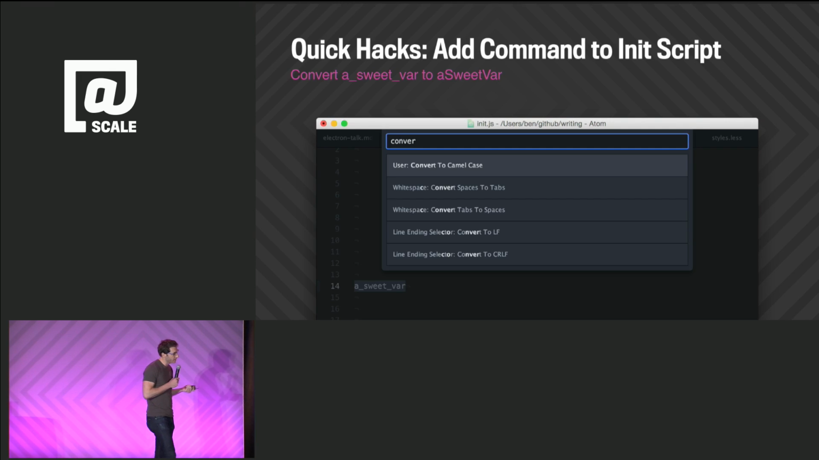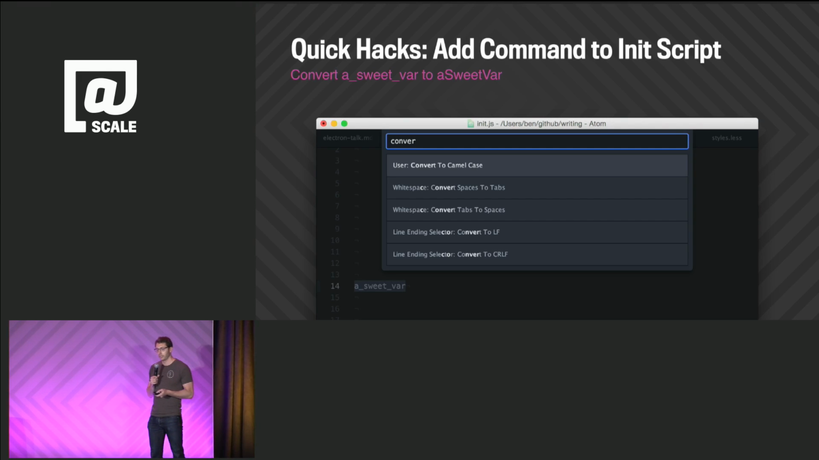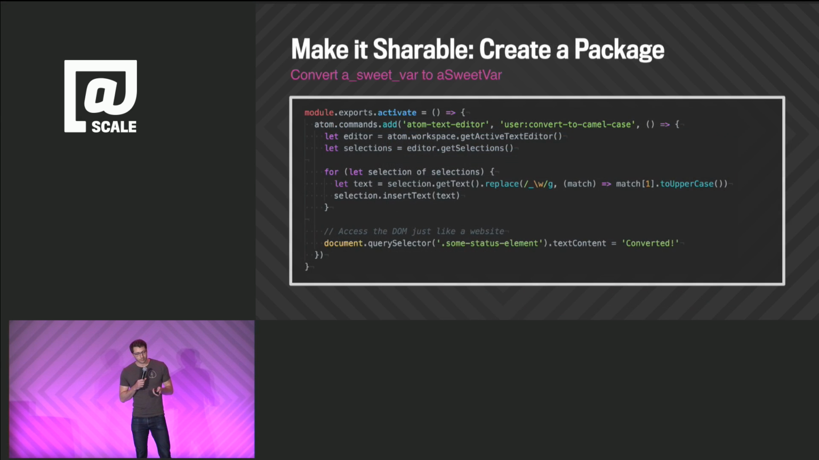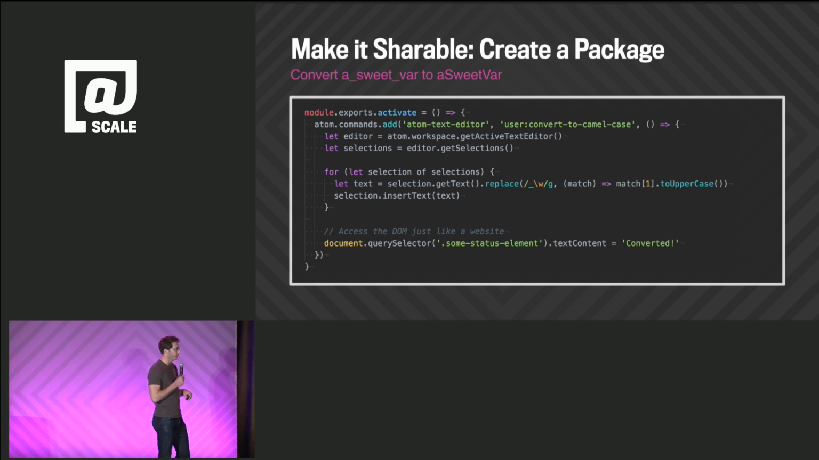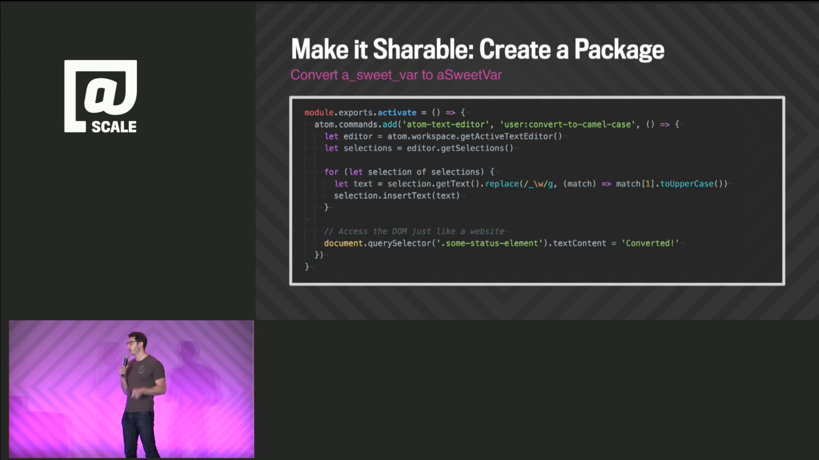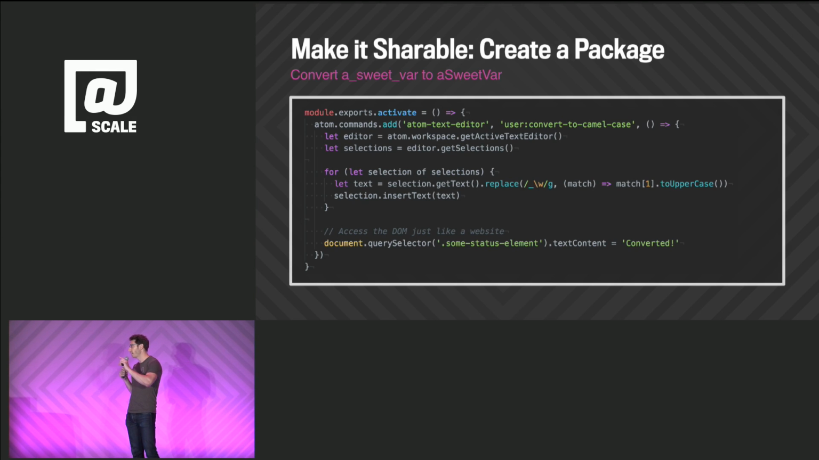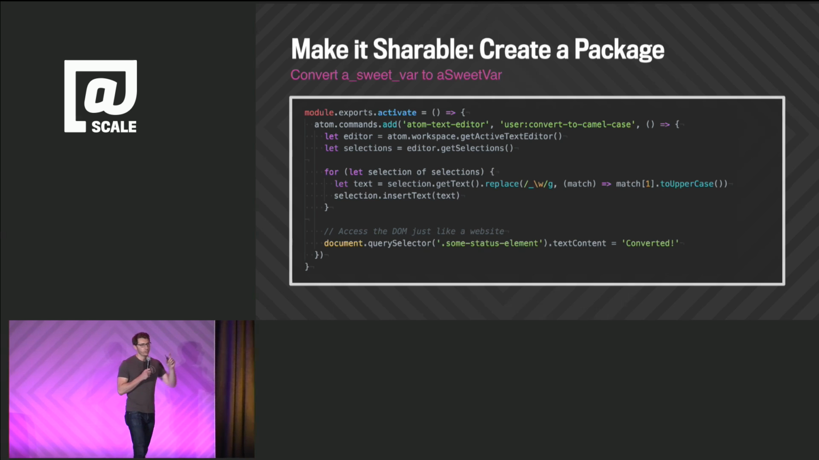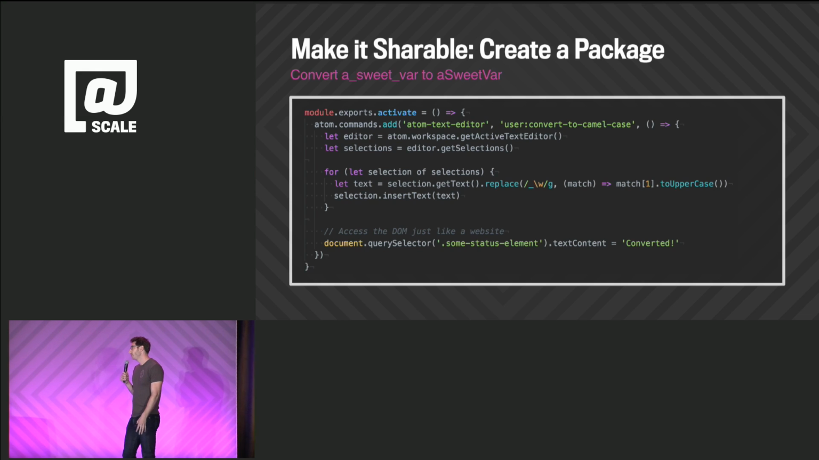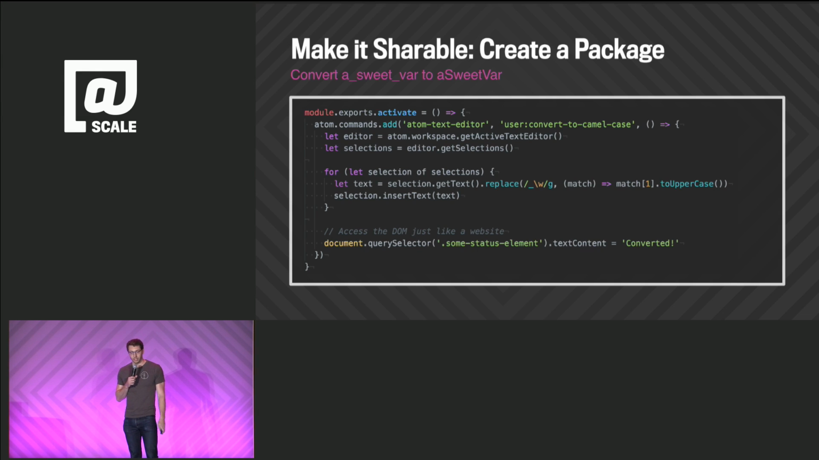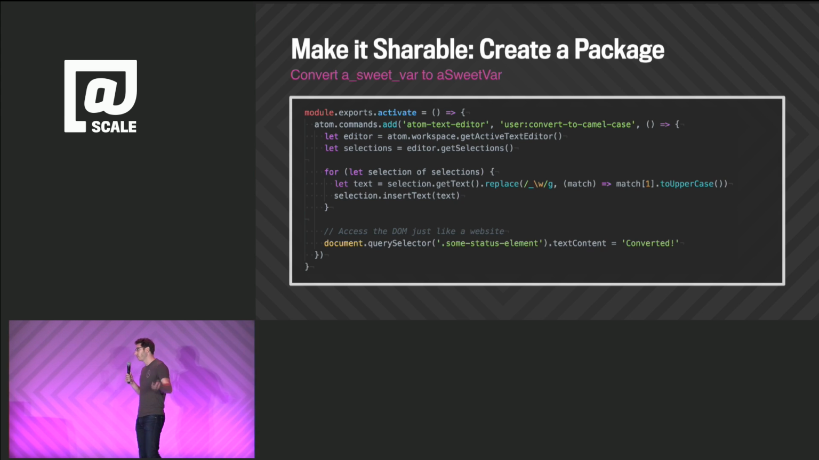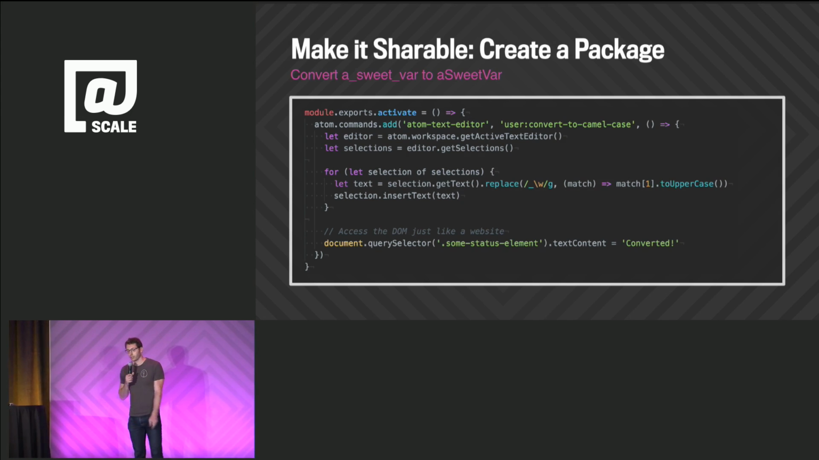But let's say everyone on your team had the same problem. Your init script isn't really going to cut it. You can't share your init script. So you can make it shareable by wrapping it up in a package. And it's really easy to make a package. You can just take the exact same code that you had in your init script, and wrap it in an activate method. Then you just have to have a package.json file that points at this file to say it's the main file. After that, you can publish it to the package store, and everyone on your team or everyone in the world can download your snake case converter.